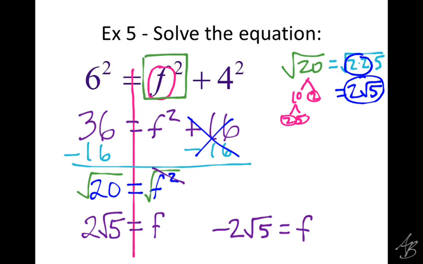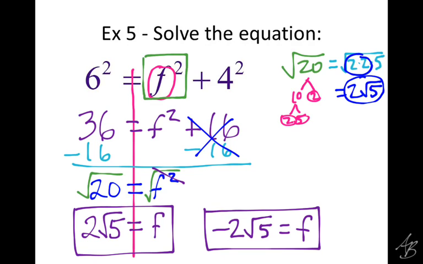Now, is there anything else I have to do to get f by itself for either one of these? Nope. So that's it. You get negative 2 square root of 5 as one possible answer, and positive 2 square root of 5 for the other one. We get the negative and the positive as possible answers there.